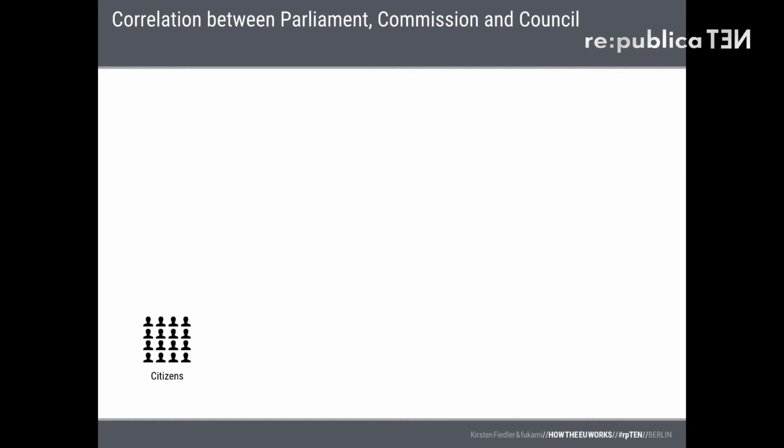Just to explain briefly what the three main parts of European lawmaking are. It starts with the citizens. They vote for the European Parliament in European elections. So this is a direct election to the Parliament.